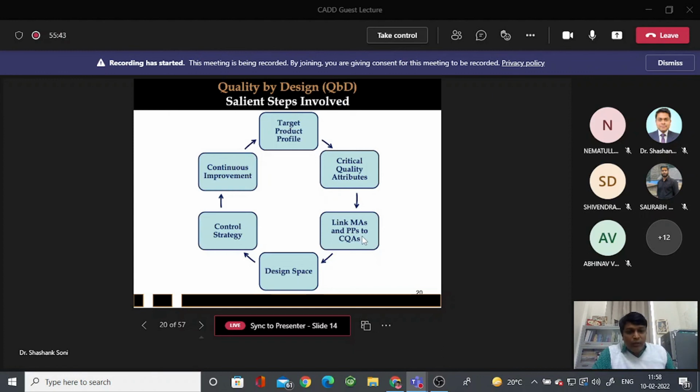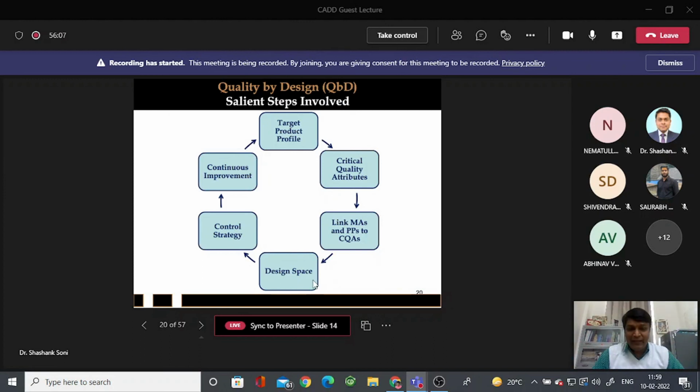You are going for direct compression, or you are going for wet granulation or dry granulation. You have to think about what the various process parameters are, and now these process parameters have to be linked with the CQAs, critical quality attributes. Then you will have a beautiful design space, the total area where you can work.